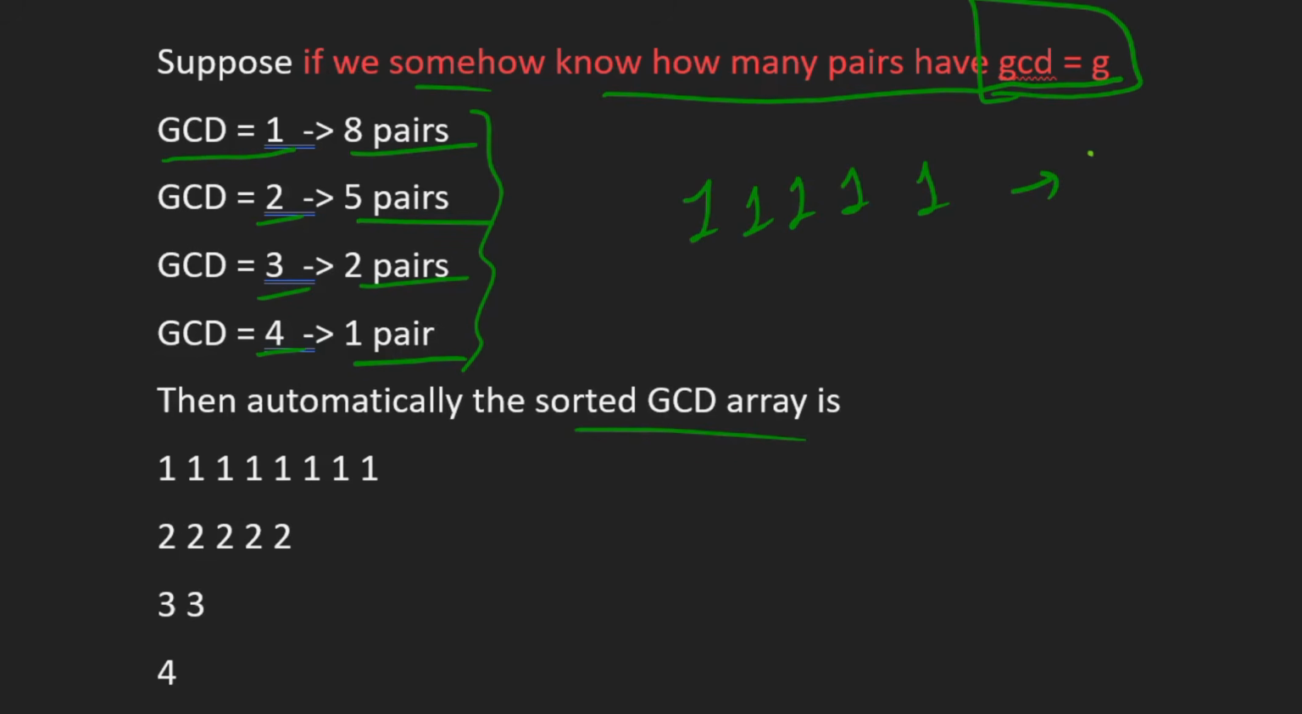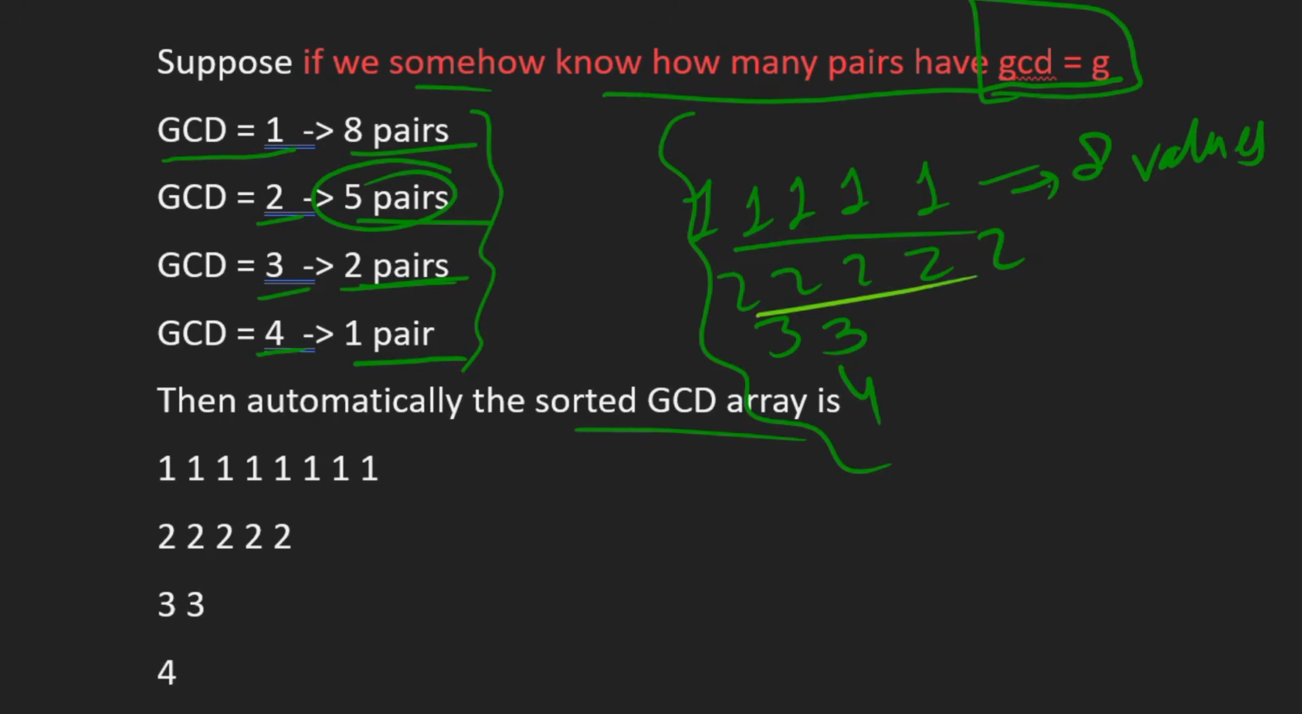the first 8 values will be 1, then the next 5 values in the array will be 2, the next 2 values will be 3, and the next one value will be 4. So we get a sorted array, right?